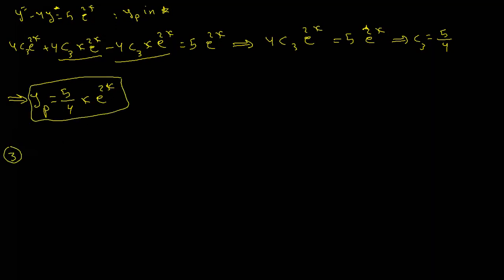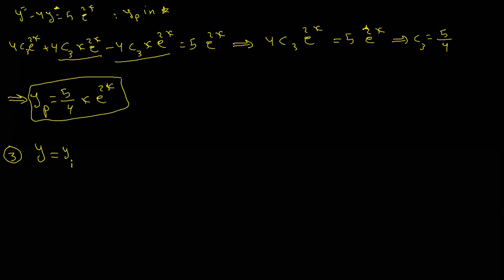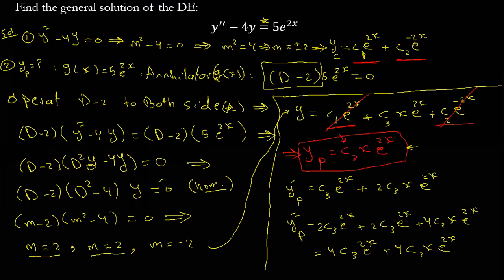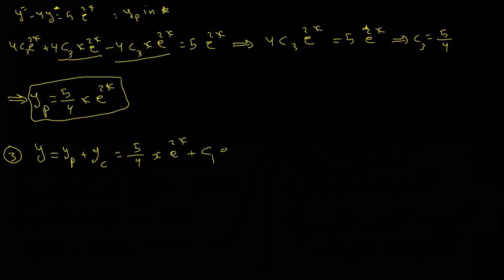The third step now is to write your solution for the differential equation, the general solution for the non-homogeneous equation star, to be YB plus YC. So equal 5 over 4 x e to the 2x plus, if you remember the YC, is given here: C1 e to the 2x plus C2 e to the negative 2x. This is the general solution for the given non-homogeneous differential equation.